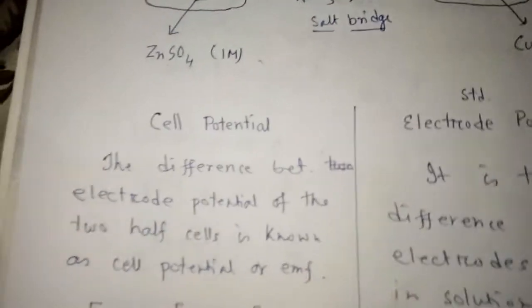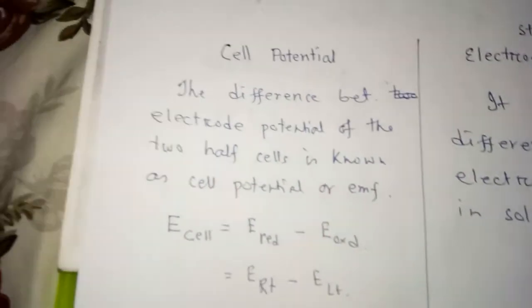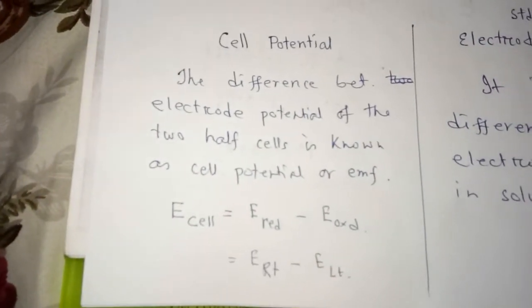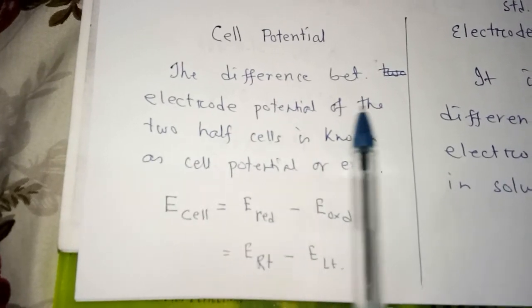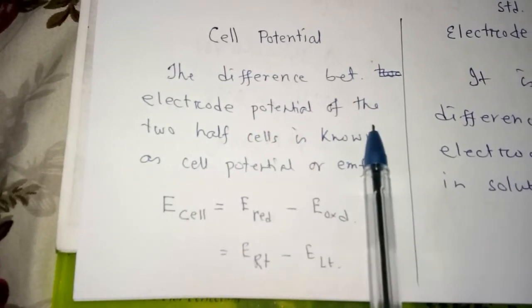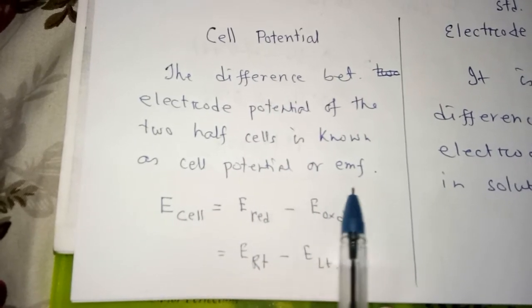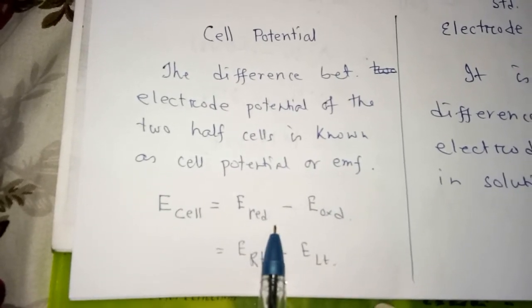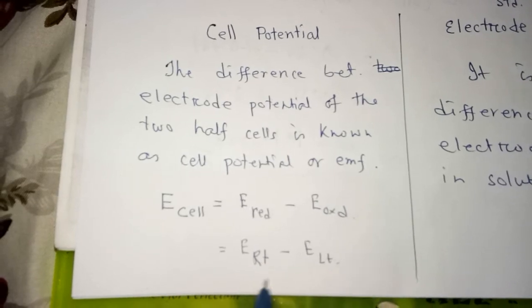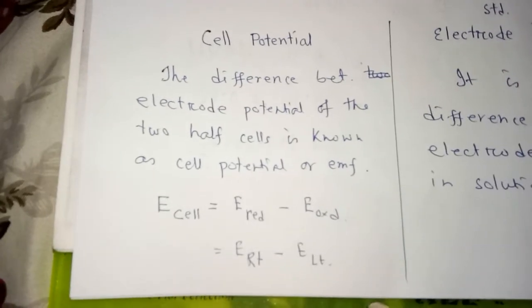From that, what more you have to read is the cell potential. The difference between the two electrode potentials of the two half cells is known as the cell potential or EMF. E of cell equals E of reduction minus E of oxidation, right minus left.